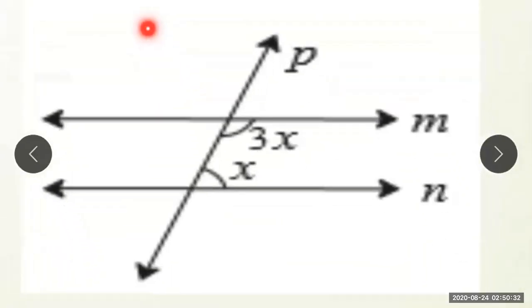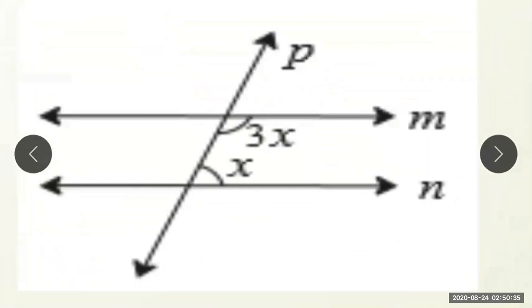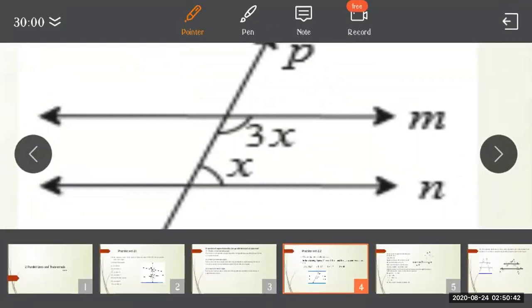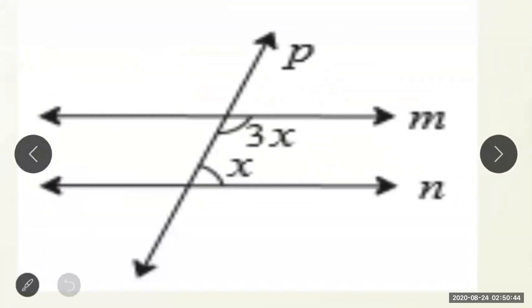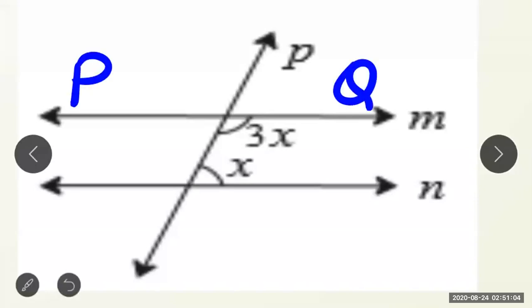I will extend it and I will explain the sums through a diagram, and then I will explain through the written work. Now here M is parallel to N and P is the transversal. So we will start by assuming, let us mark the points P and Q on M.